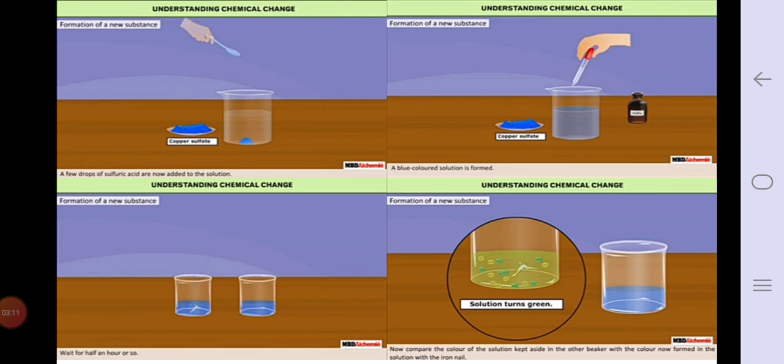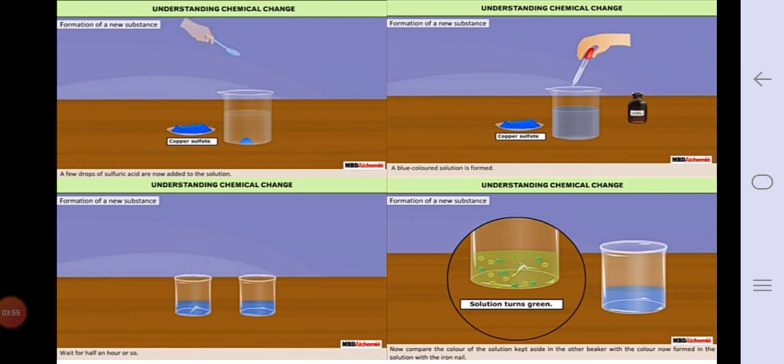Now we'll see activity 6.7. From this picture also you will understand, or I will read from your textbook. Dissolve about a teaspoonful of copper sulfate in about half a cup of water in a glass tumbler or a beaker. Mix these two substances, you can see in the first picture. Add a few drops of dilute sulfuric acid to the solution. You should get a blue colored solution. So because of adding that dilute sulfuric acid and copper sulfate, we get a blue color solution here. You can see in the picture.